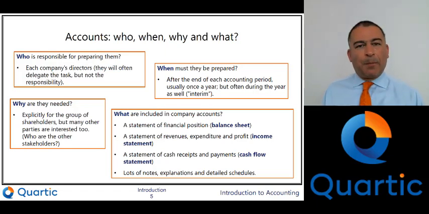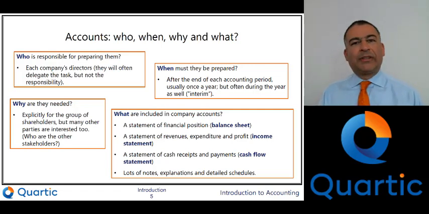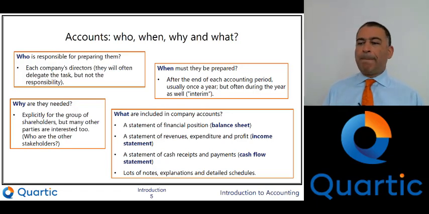Now, a lot of companies will produce accounts more than once a year. So, for example, if you are a company listed on a stock exchange, you have shareholders that want to know more about what the company is doing. So you can't wait a whole year. They will produce interim accounts. In the US, companies often produce quarterly accounts, so every 3 months. So when they need to be produced is primarily once a year, though that could be longer or shorter, and there could be interim accounts as well.